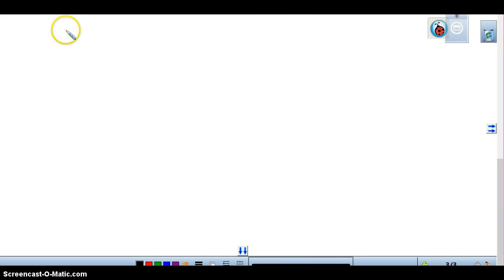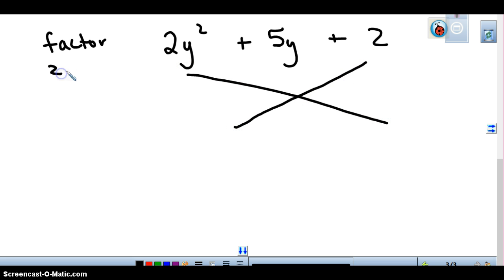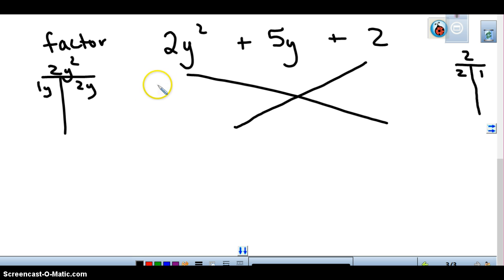Let's say we need to factor 2y squared plus 5y plus 2. Let's start down our x. The factors of 2y squared, 1y and 2y. The factors of 2, 2 and 1, or 1 and 2. So 2y, 2y, and on this side, 2 and 1.